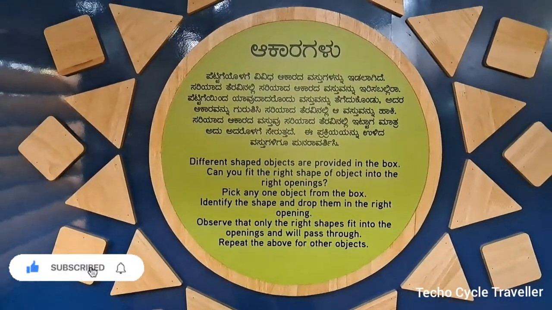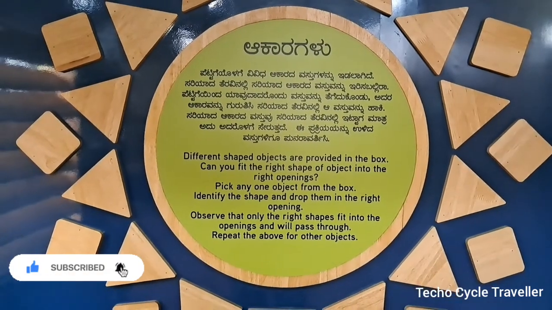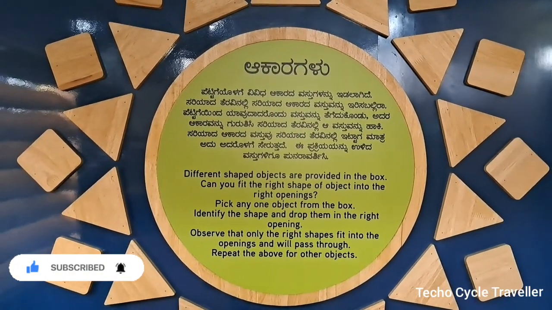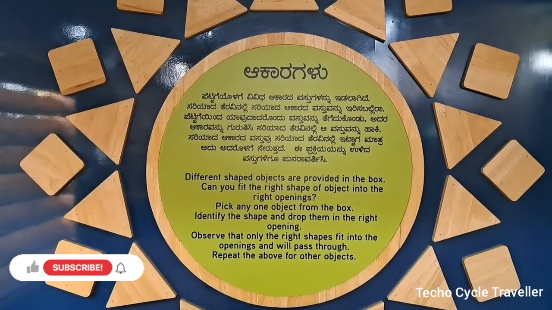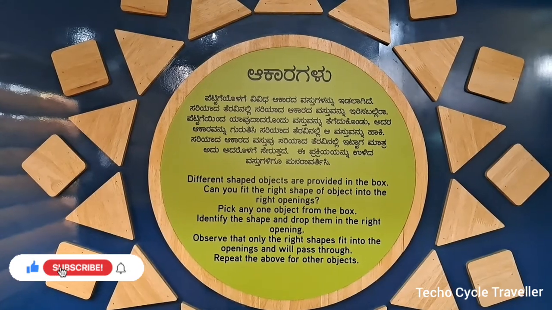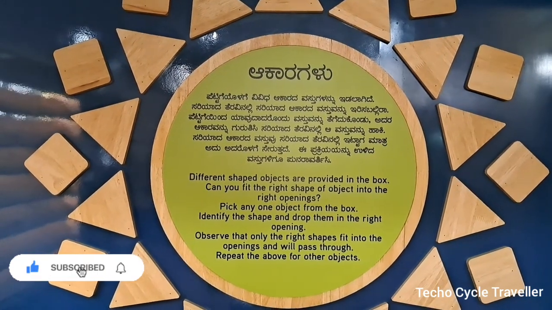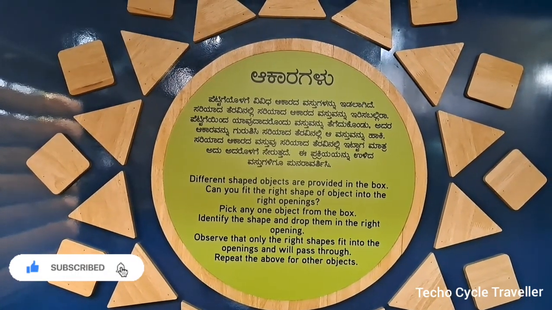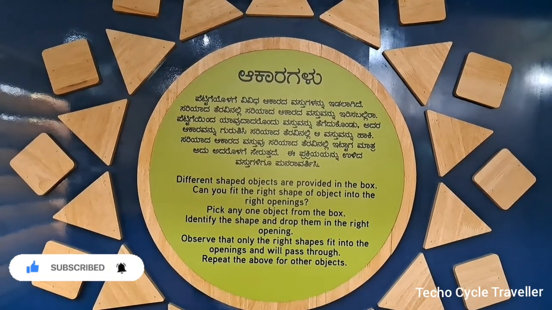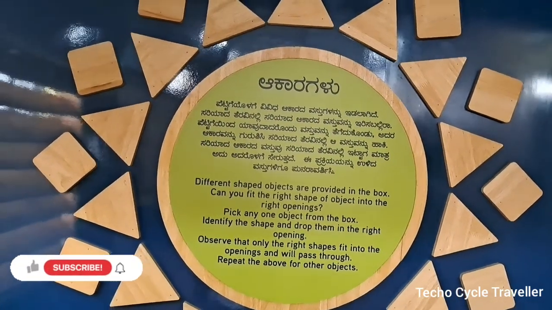Different shape objects are provided in the box. Can you fit the right shape of object into the right opening? Pick any one object from the box, identify the shape and drop it in the right opening. Observe that only the right shape fits into the opening and will pass through. Repeat the above for other objects.